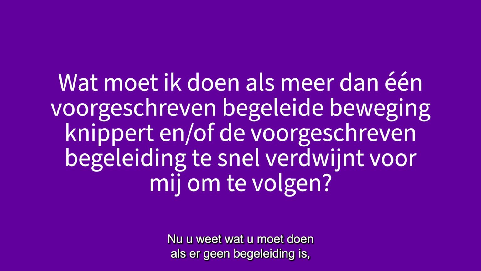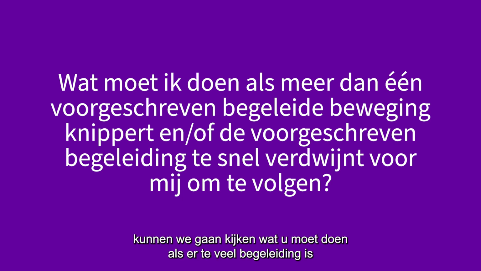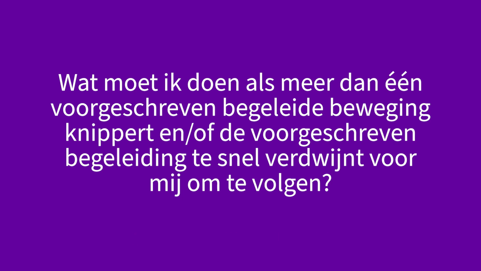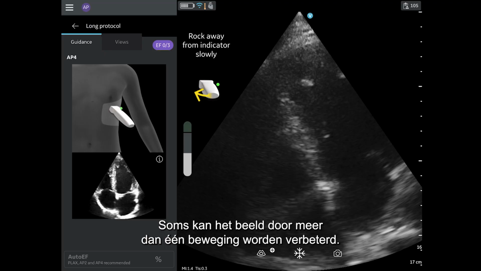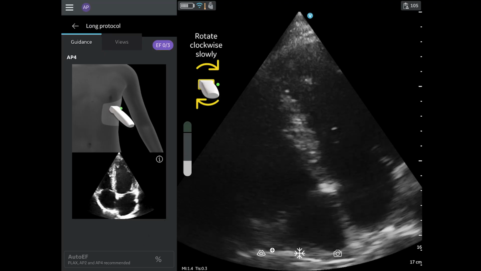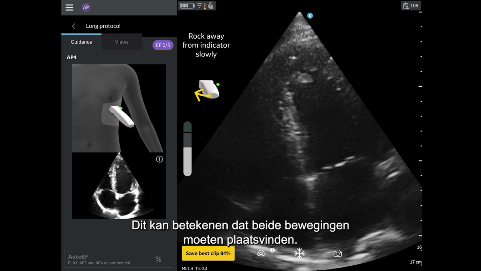Now that we know what to do if there is no guidance, let's review what to do if there is too much guidance or it disappears too quickly. Sometimes, more than one movement can improve the image. This may mean that both movements need to occur.